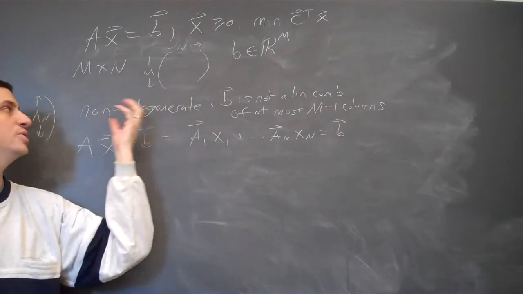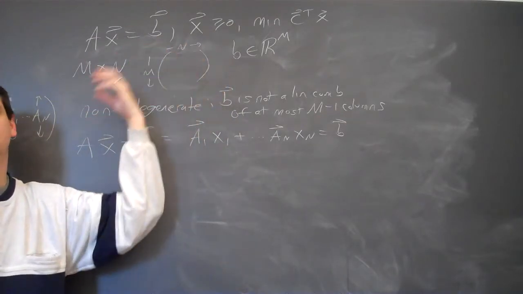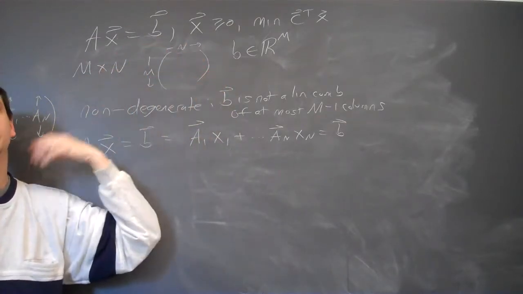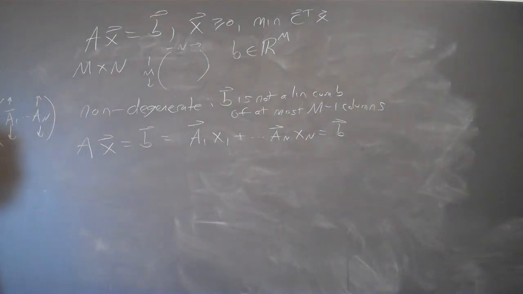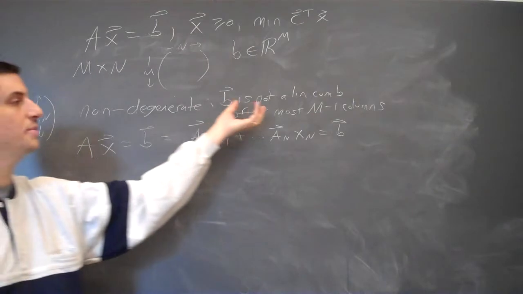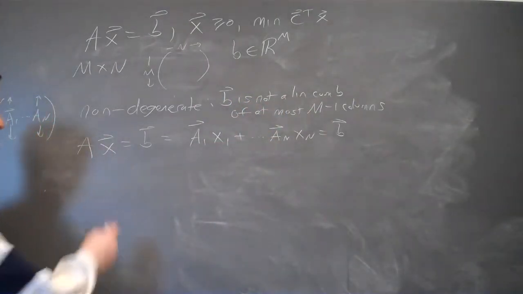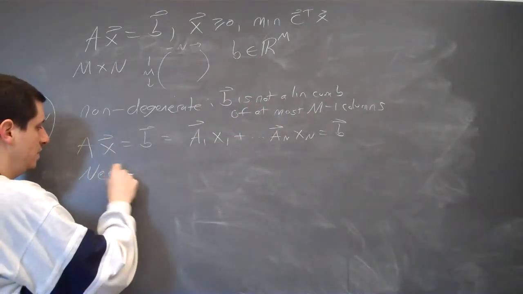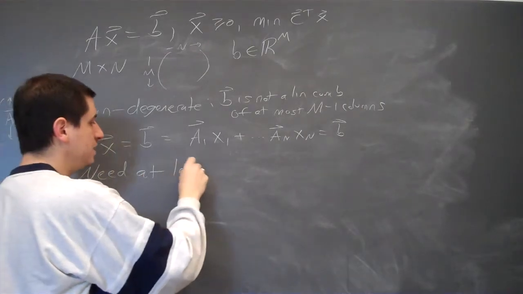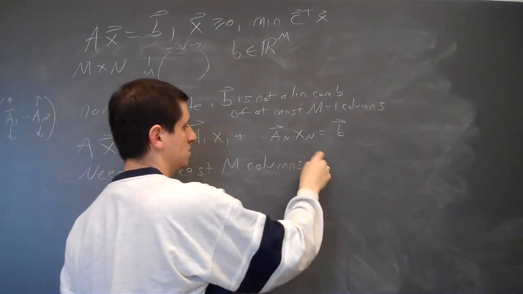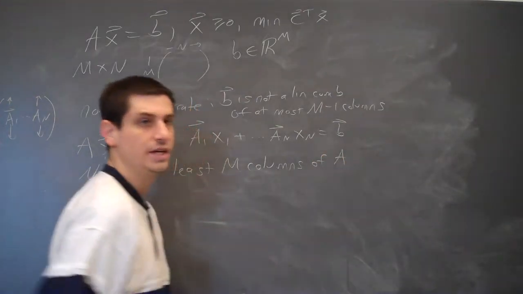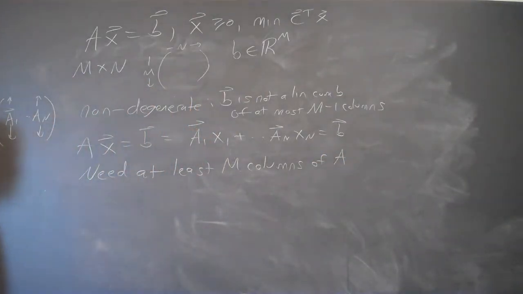And what I'm basically telling you is I'm giving you, in some sense, a non-degenerate matrix. The matrix has a column space that's full. So I'm going to need at least m columns. In fact, this is going to tell me I need exactly m columns. So, need at least m columns of A. It will always be possible to do this with exactly m columns.